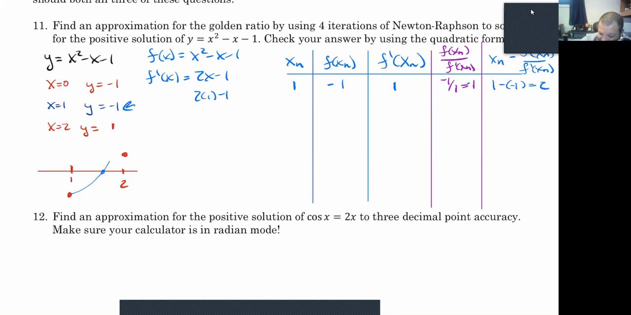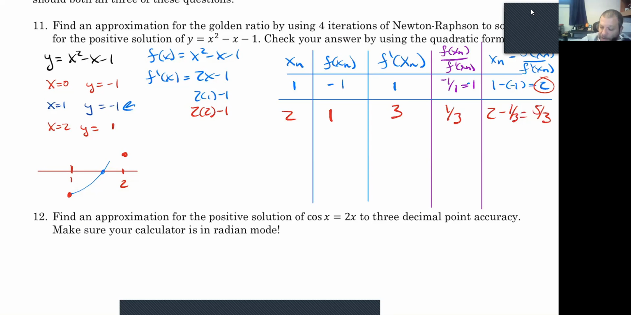All right, so then this value here gives us our next guess. So I can plug in 2 and then repeat the process. We've already plugged 2 into our function, and that's going to give us positive 1. When I take the derivative at 2, that's going to give us positive 3. This ratio is 1/3. 2 minus 1/3 gives us 5/3. So 5/3 would be our next guess.